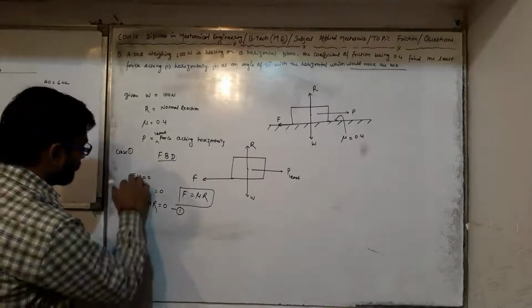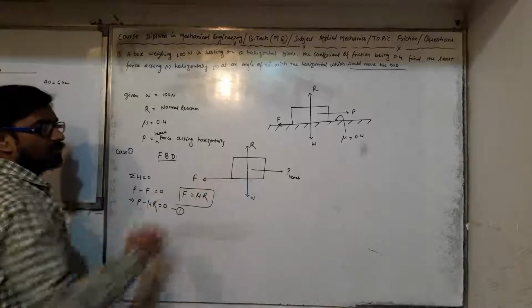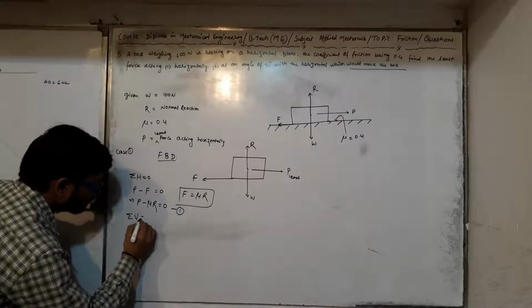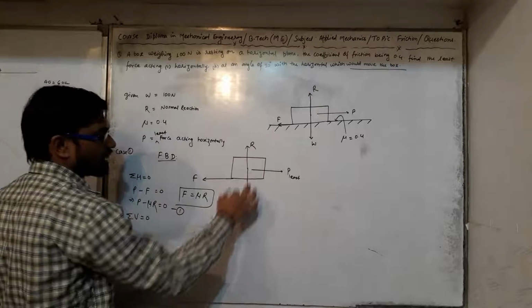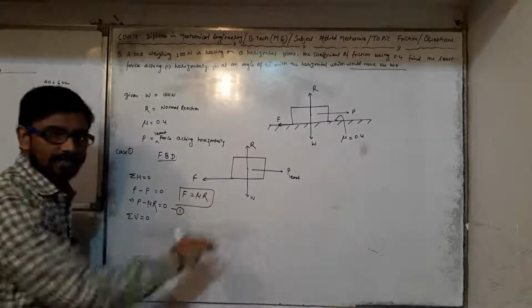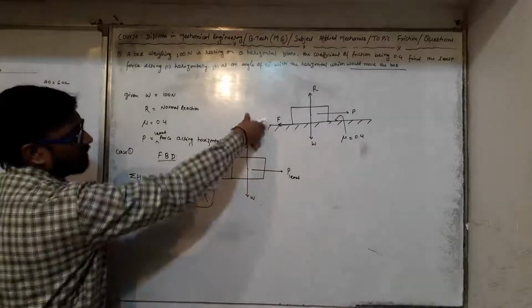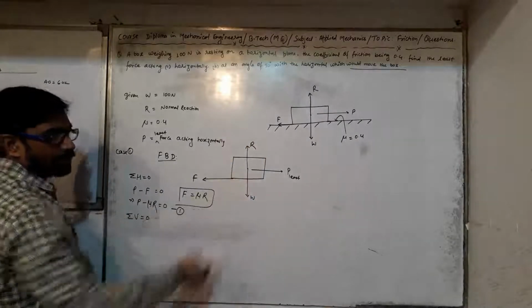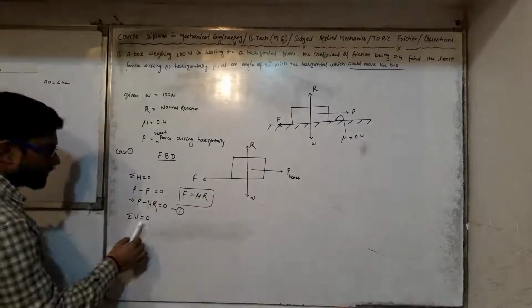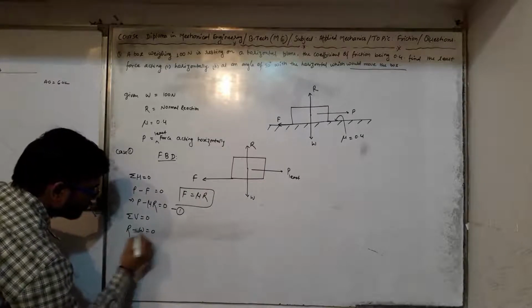If the system is in complete equilibrium, then the summation of all vertical forces must be equal to 0. Here there are two forces. One is R, the normal reaction acting in the upward direction, and W, which is acting in the downward direction. If I assume the upward forces as positive, then downward forces would be negative. So total positive and negative summation would be equal to 0. So R minus W is equal to 0.